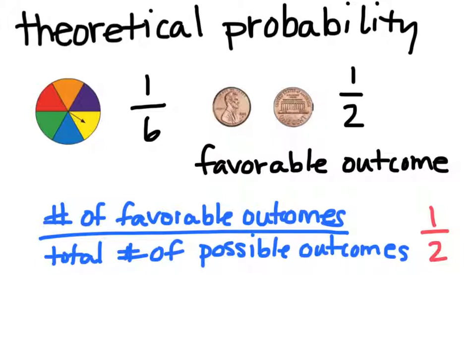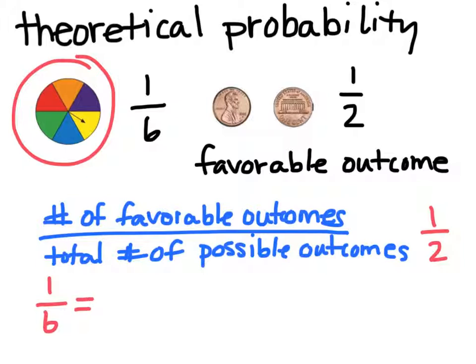The theoretical probability, going back to our spinner here, of getting the color you want, let's say purple, would be 1 in 6. If you wanted to get yellow, your probability would still be 1 in 6. If you wanted to get red, your theoretical probability would still be 1 in 6, because the number of favorable outcomes will always be 1, and the total number of possible outcomes is equal to 6.